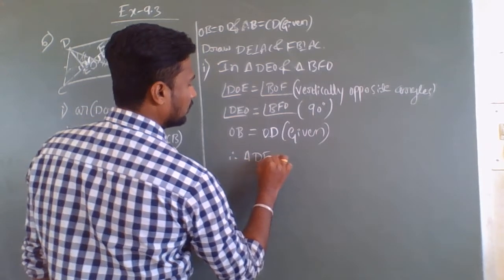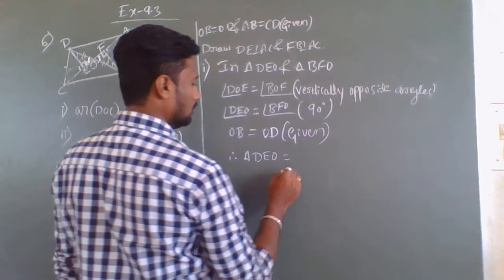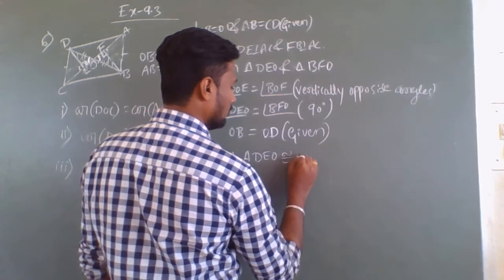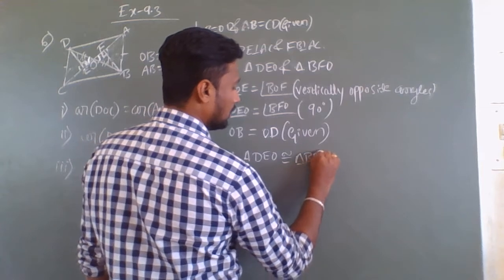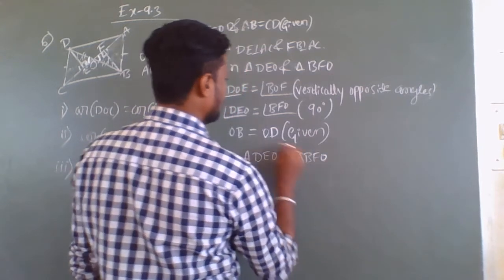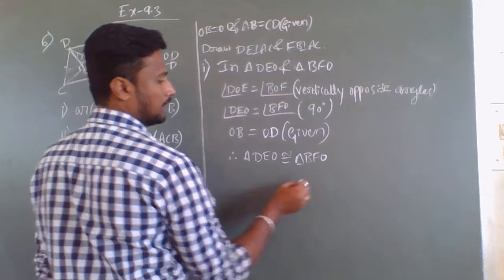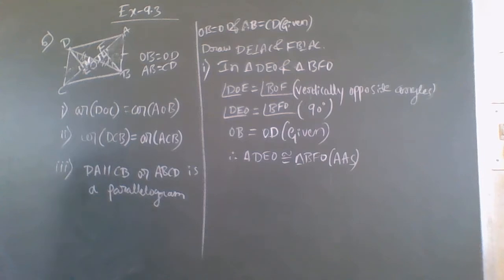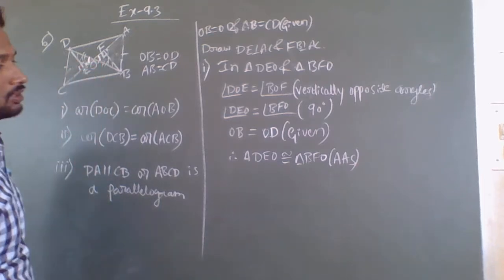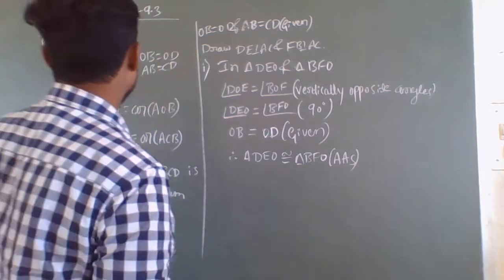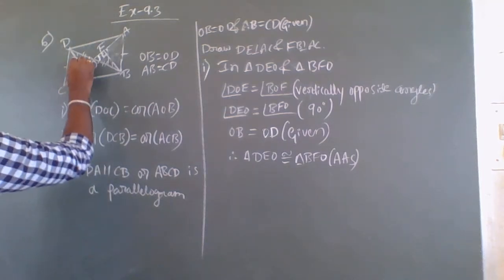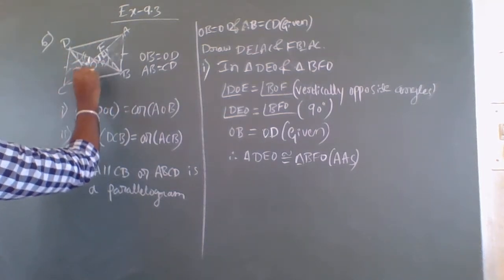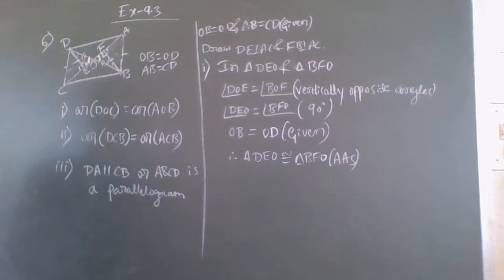triangle DEO is congruent to triangle BFO by AAS. These two triangles are equal. So now you can say that if these two triangles are congruent, then we can say that this DE is equal to BF.